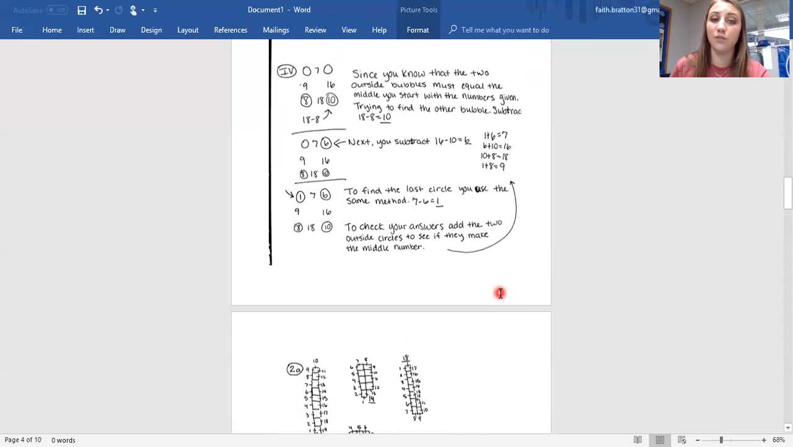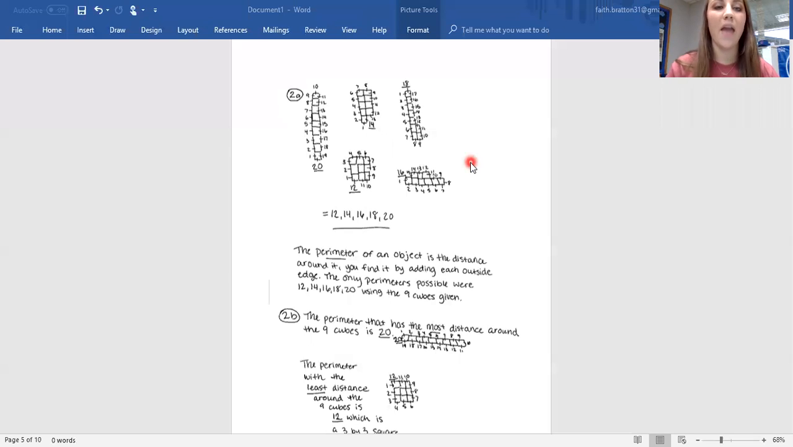Okay, for question 4 on this one, since you know that the last 2 numbers, you work just like the other ones, must equal the one in the middle, you go with the numbers that are given. Trying to figure out the other bubble, subtract 18 minus 8, which equals 10. Next you subtract 16 minus 10 equals 6. To find the last circle, you use the same method, 7 minus 6 equals 1. To check your answers, add the 2 outside circles to see if they make the same number. 1 plus 6 equals 7, 6 plus 10 equals 16, 8 plus 10 equals 18, and 1 plus 8 equals 9.